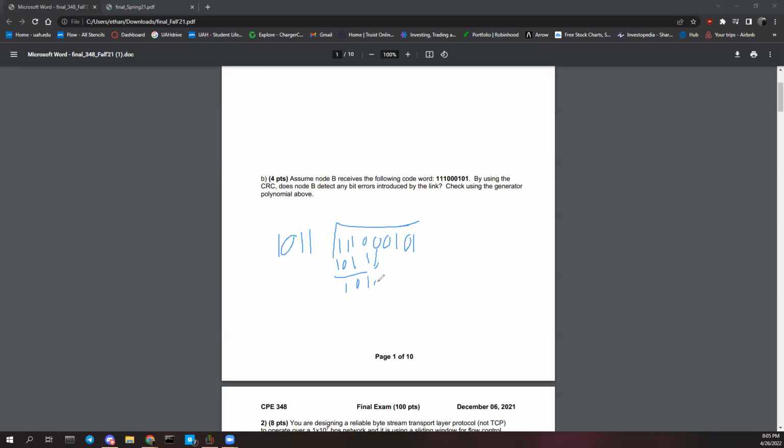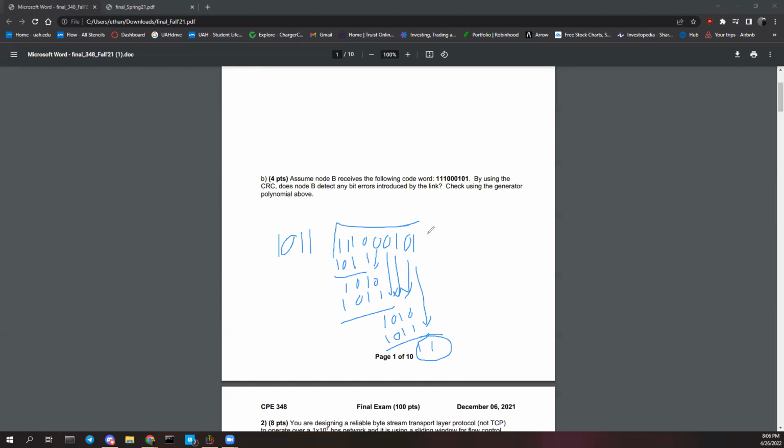Drag a 0 down. We have 0 here. 1 0 1 1 0 0 0 0 0 1. Drag down 3 digits. 0 1 0 1 0 1 1, line, 0 0 0 1. Drag down another digit. 1. Well, we have a problem. There's already a remainder. That's as far as you go.